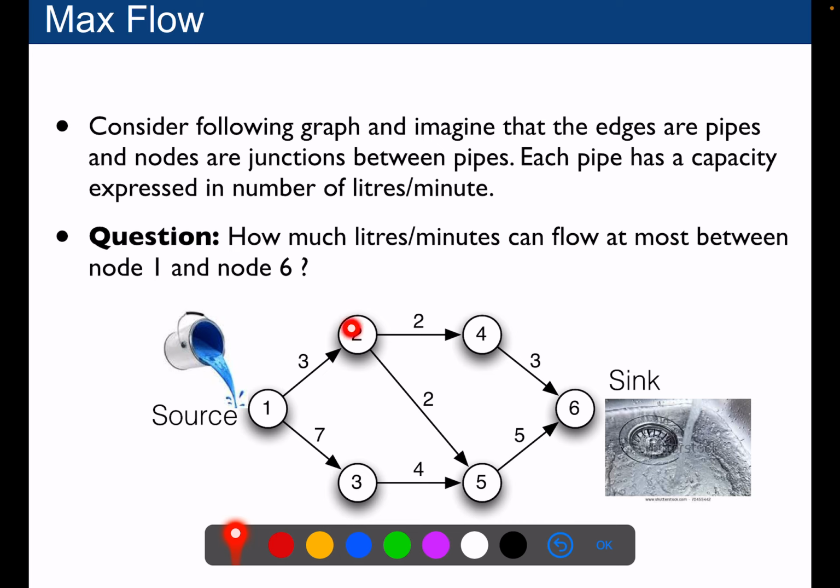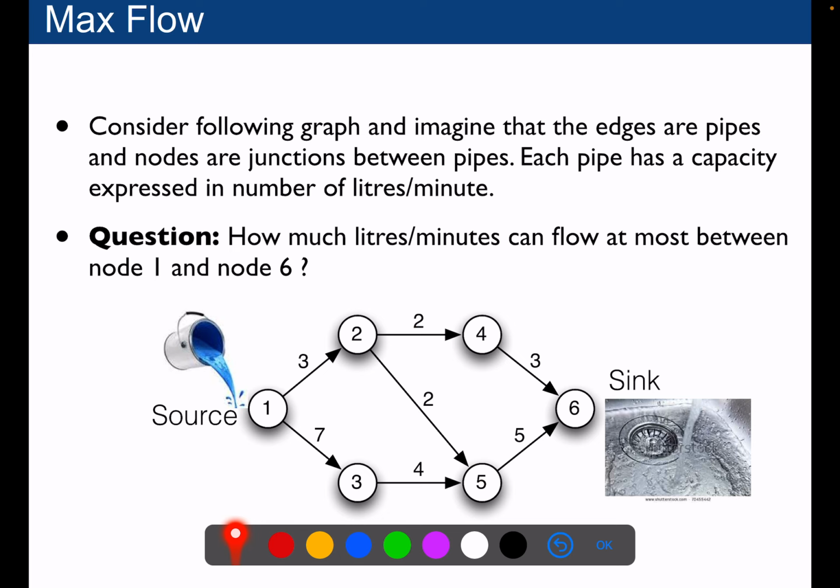Between node 1 and node 2, here it's 3. And the goal of the maximum flow problem is to pour as many liters per minute as possible so that you respect the capacity of every edge. And of course, you need to decide how much will flow in every edge of this graph. So let's do the exercise together. This is my source node, this is my sink node. These are the capacities. How much do you think can flow inside every pipe?